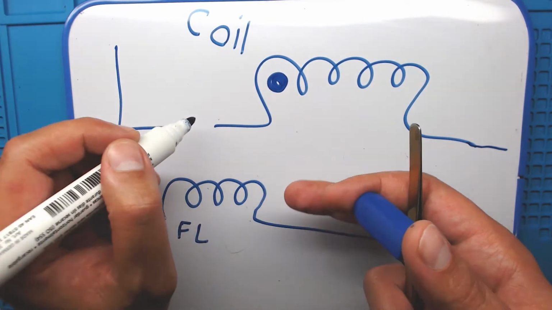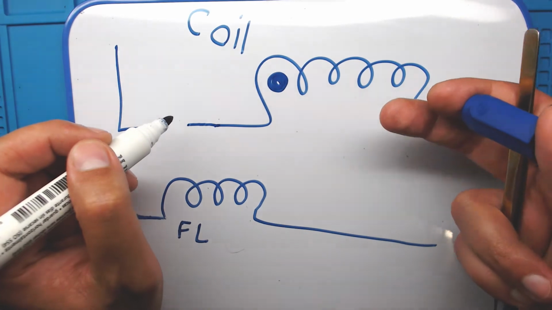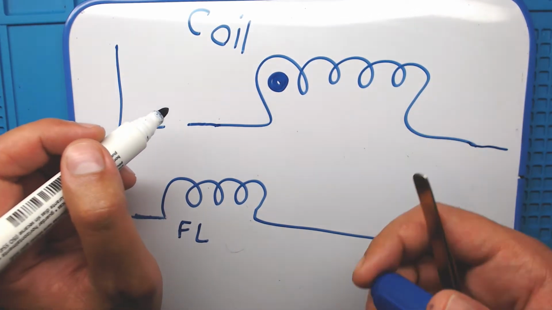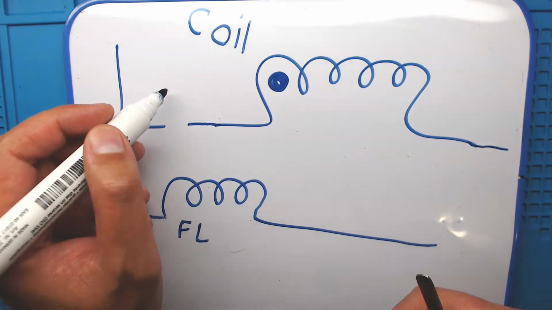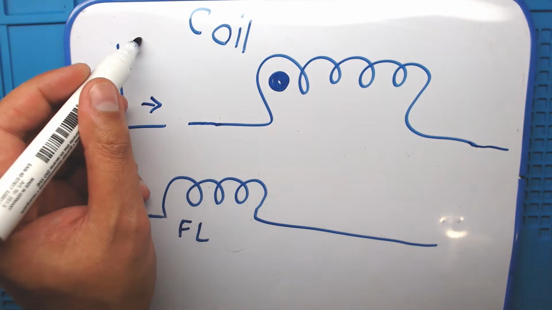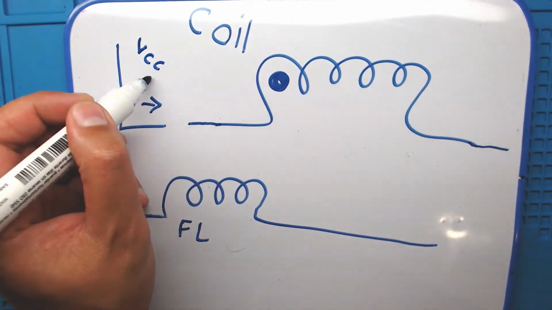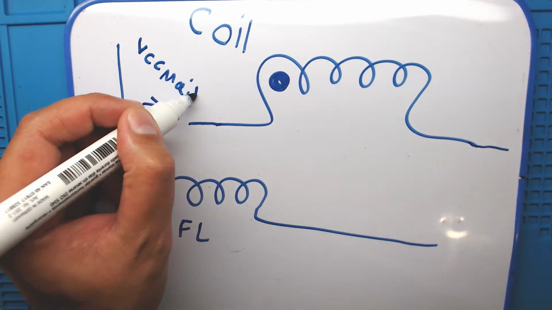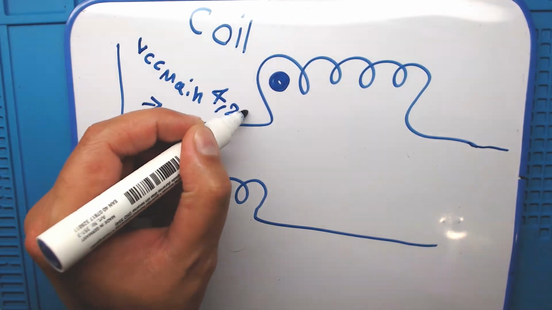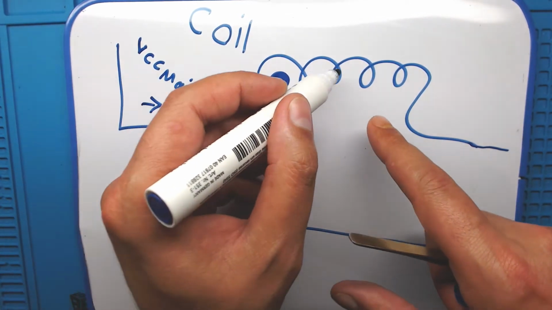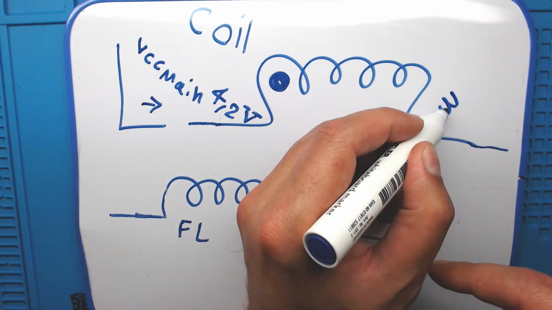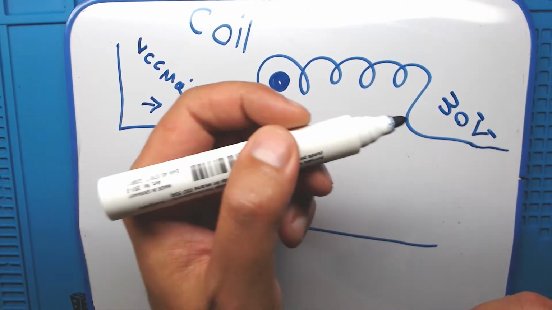Let me explain this component, for example, on the iPhone 6 backlight ways, anode ways. Voltage comes from here, and that side says VCC main, and the voltage here is 4.2 volts. And when it passes through this component, the other side is converted to 30 volts.